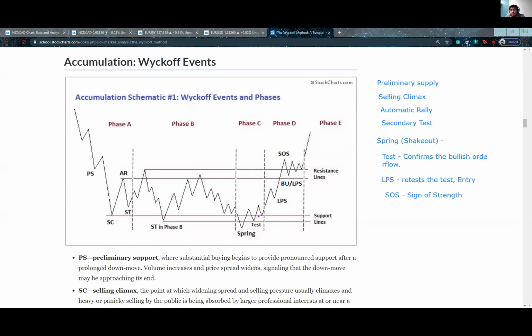From there you can plan your entry, whether that be an order block from the test, an order block later on, an efficiency later on, or a breaker block later on. But you only want to classify a range or a piece of structure as a schematic if and only if you see the spring into the test or the UTAD into the test. That's the only time you want to classify it as a schematic.